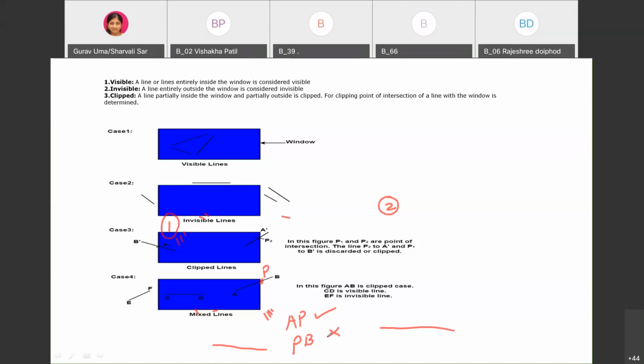So I will just summarize. If the line is inside the window, we will keep it. If the line is totally outside the window, we will discard it. If the line is partially inside and partially outside, then first we need to find the intersection point, and on that intersection point we will check which line is inside the window and which line is outside the window, and in those cases we will discard the lines which are outside the window. So this is the simple concept of clipping.